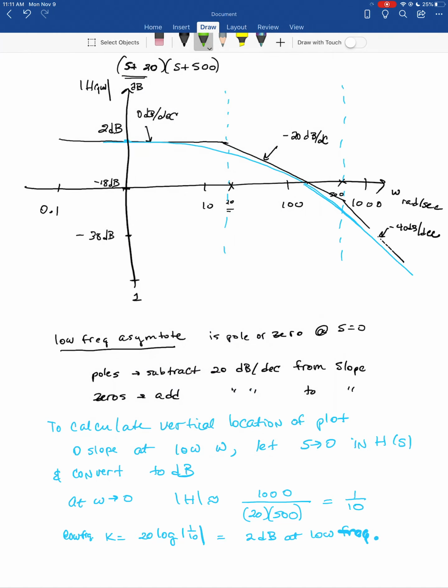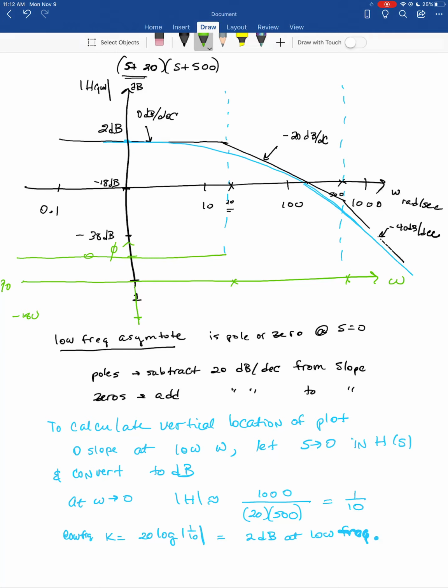So let me go with a different color, and we'll do the phase right underneath the magnitude so that I can use the same scale. So we'll come right down here. Let's mark this off here. We'll call this 90 degrees or minus 90. We'll call this minus 180, and we'll call this 0. So this is our phase plot, and this is omega, and I have the same points.